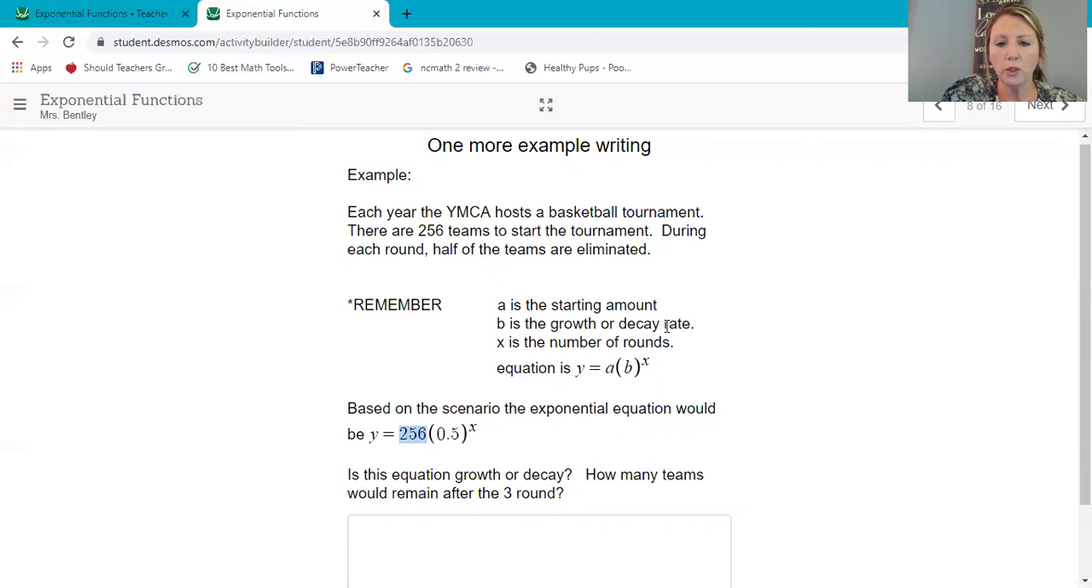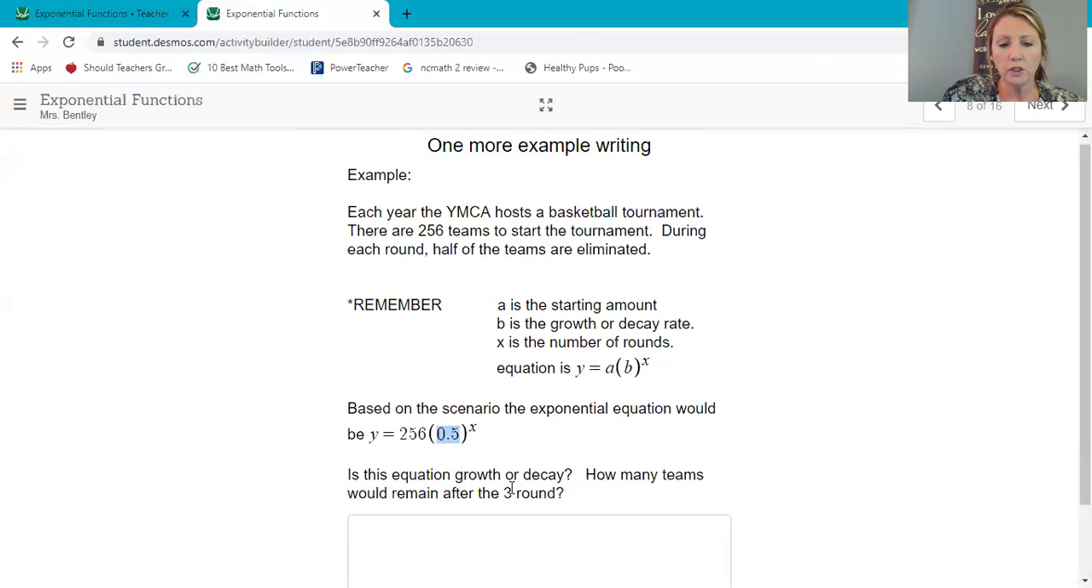B is your growth or decay rate. Well, they said after each round, half of the teams are eliminated. So our growth, or actually not growth, decay rate in this problem is 0.5. That's equivalent to 1/2. Or you could put 1/2 here, that's fine, 1/2 or 0.5. And then you would raise it to the x power. Now in this problem, x is representing the number of rounds.